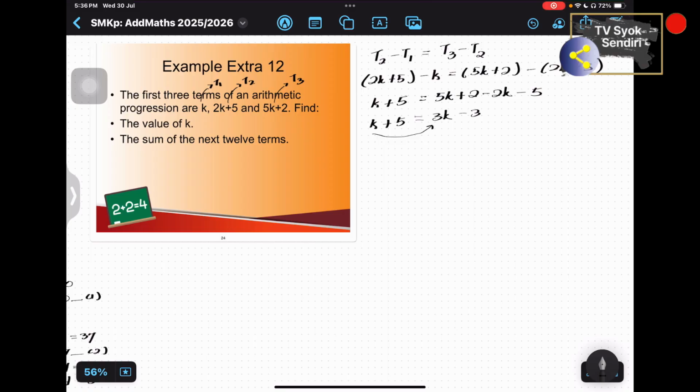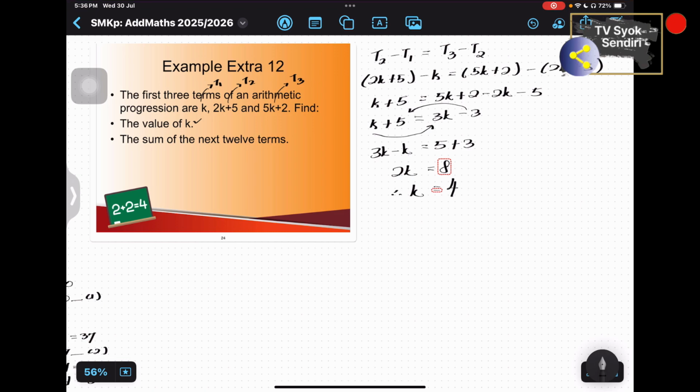So what I'm going to do is bring my k over, and bring my negative 3 over to this side. So it's going to be 3k minus k equal to 5 plus 3. So I have 2k equal to 8. Therefore, my k is equal to 4. Very straightforward. Yay, I've done my first part already.